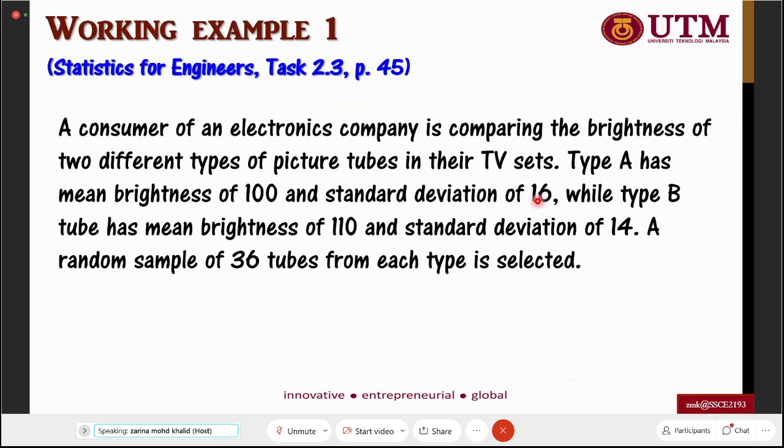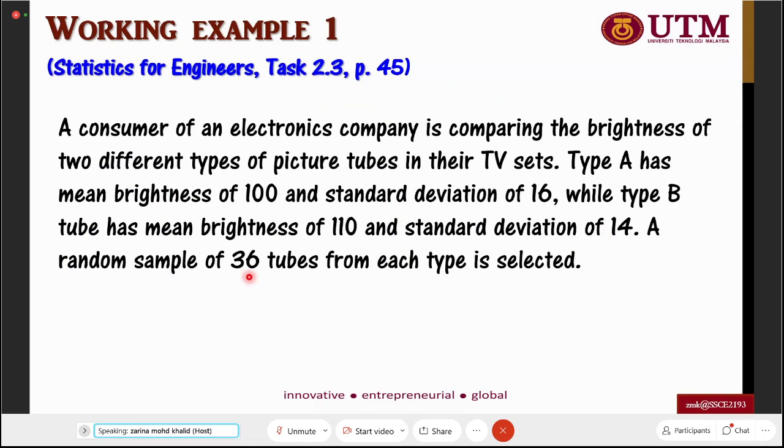sample of type A. So 100 here is the mean, should be the mu A value. Standard deviation of 16, this should be sigma A value. While type B has mean brightness of 110, so this should be mu B, and standard deviation of 14 should be sigma B. Now you take a sample.